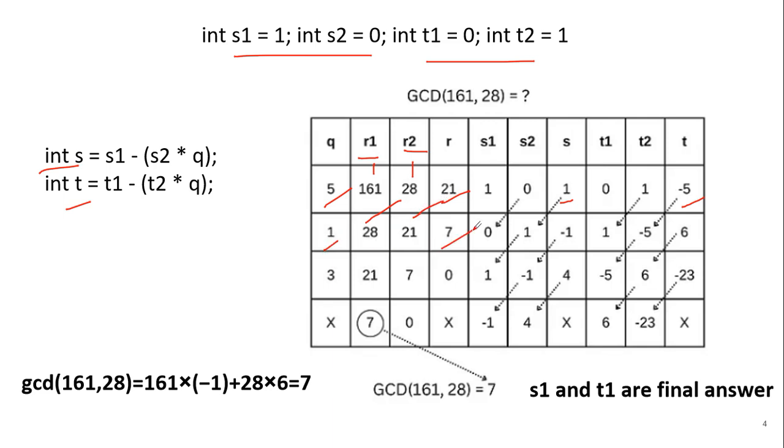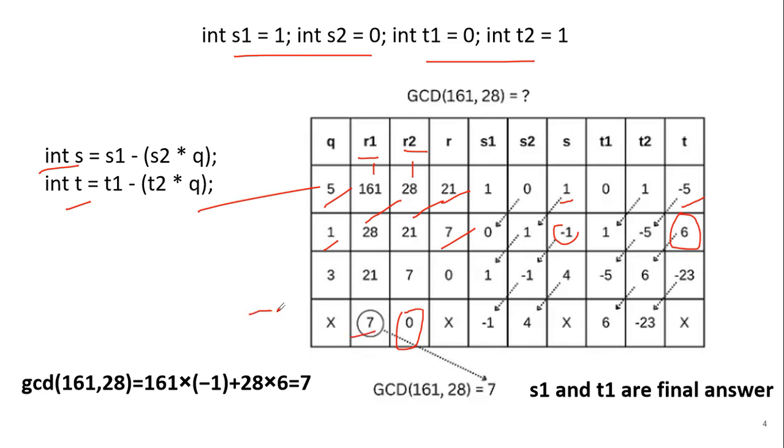Again we will calculate the remainder. Now we are doing the shifting: we move s2 to s1 and s to s2, then we calculate the new value for s, then t2 to t1 and t to t2, and we calculate the updated value for t. This will continue until one of the numbers becomes 0, because when one of the numbers is 0, at that time the GCD is the other number.